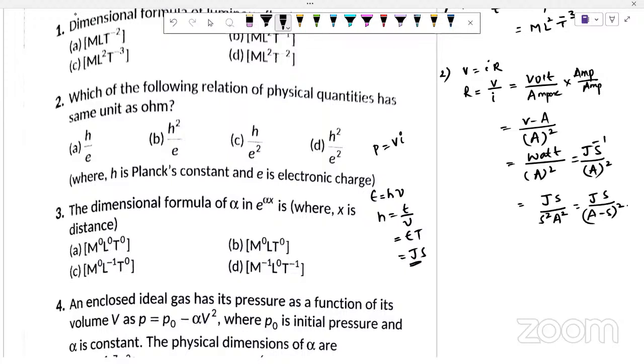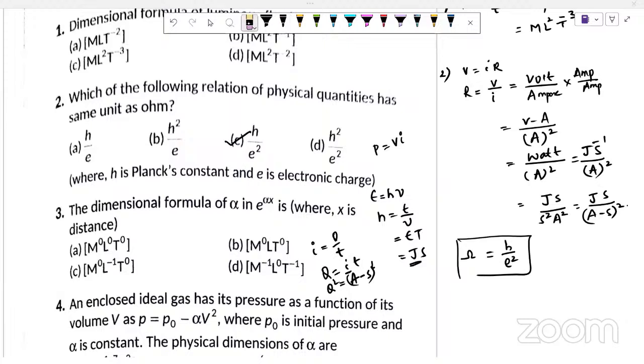Divided by ampere second. Ampere second means right now for me charge. Isn't it? I is equal to Q by T, so Q is equal to I into T. Current is measured in ampere, time is measured in second. That means Q square. So I can say that ohm will be equal to Planck's constant divided by E square. H by E square will be the answer. Option number C. You can cross check it once, beta.